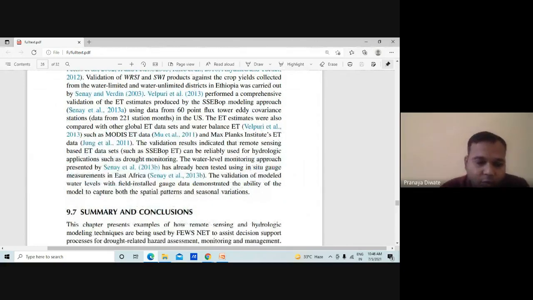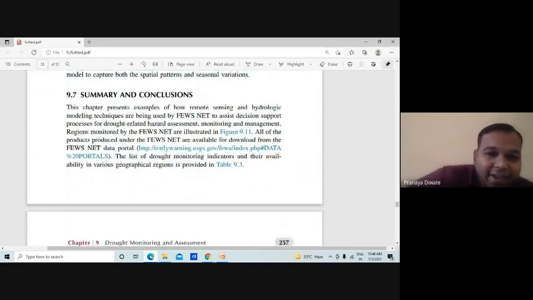So what the summary is suggesting for this lecture, this chapter, is an example of how remote sensing and hydrological modeling techniques are being used by FEWS. So these all are the indices which we use.